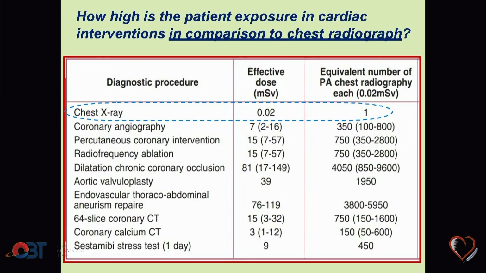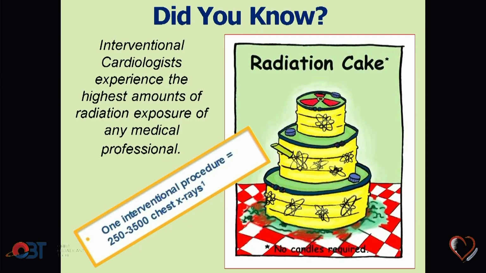This is a very popular diagram, or you can say the table that everybody shows in their talks on radiation. So you could see a chest X-ray is 0.02 millisievert, while a regular coronary angiogram is about 5 to 7 millisieverts. That's about 350 X-rays. And dilating a CTO is about 81 millisieverts. Doing a thallium scan is about 6 to 9 millisieverts. CT angiograms are 15 millisieverts. So that gives you a good perspective of what we are dealing with all day long: with one angiogram, the patient gets exposed to 350 chest X-rays.